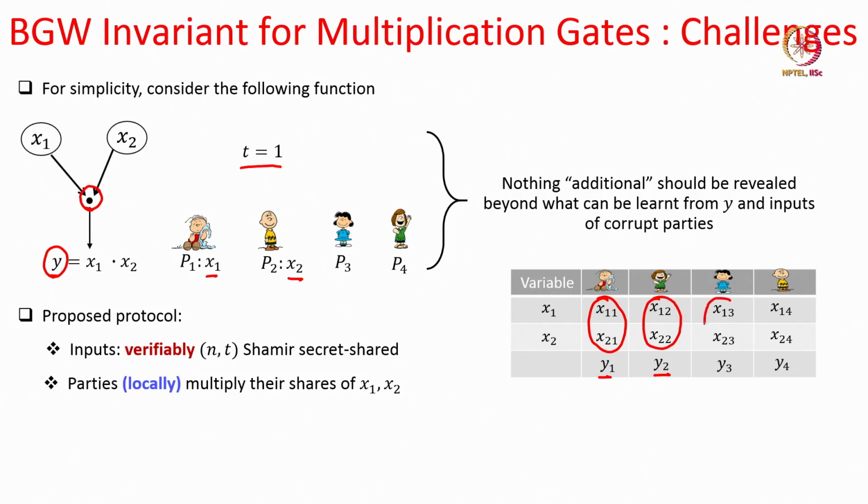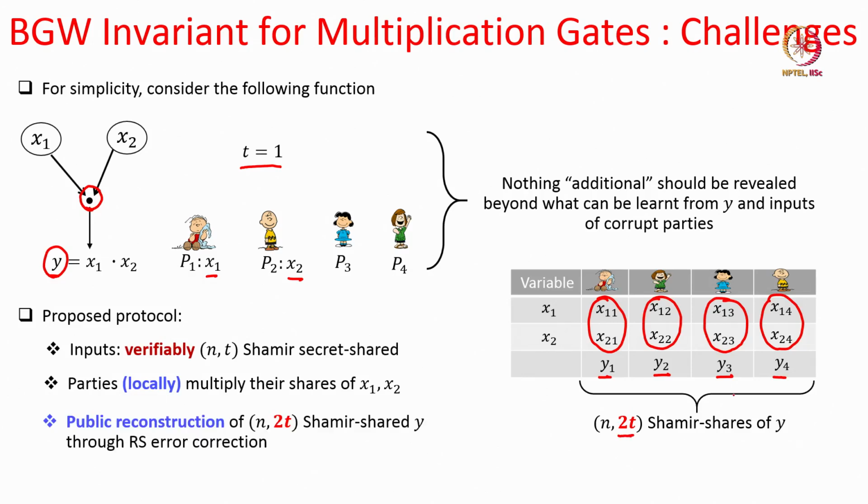P 3 multiplies its shares of x 1 and x 2 to get its share of y, and P 4 multiplies its shares of x 1 and x 2 to get its share of y. So, as I said earlier, this vector of shares y 1, y 2, y 3, y 4 lies on a 2t degree polynomial whose constant term is y. And now, since there are no more gates in the circuit, so this is the function f which we want to compute, right.